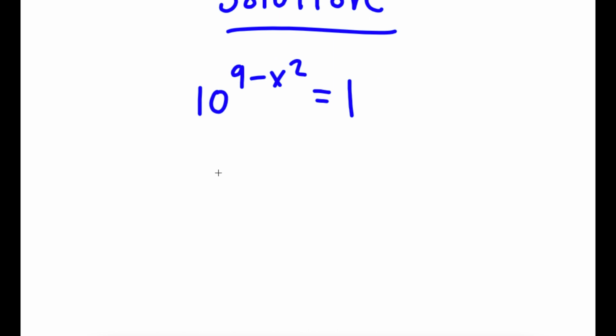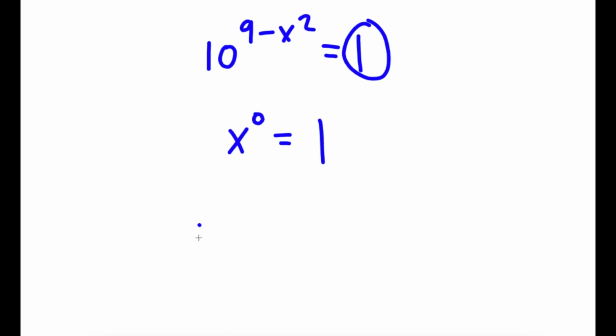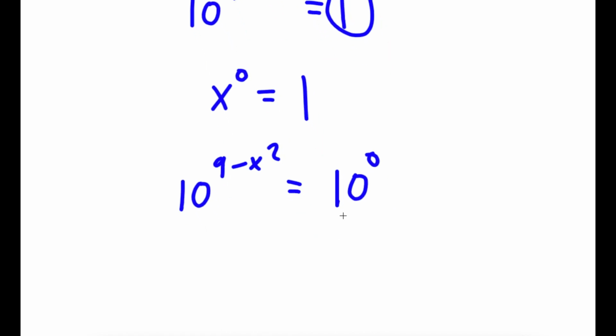if I have something in the form x to the power of 0, well, any number to the power of 0 is simply 1. So we see 1 here, and 1 is the same thing as a number to the power of 0. So I'm going to rewrite 1 as 10 to the power of 0. So now I have 10 to the power of 9 minus x squared is equal to 10 to the power of 0, because 10 to the power of 0 is the same thing as 1. And the reason I did this is so that these two bases here are the same. Now, as you see, they're both 10.